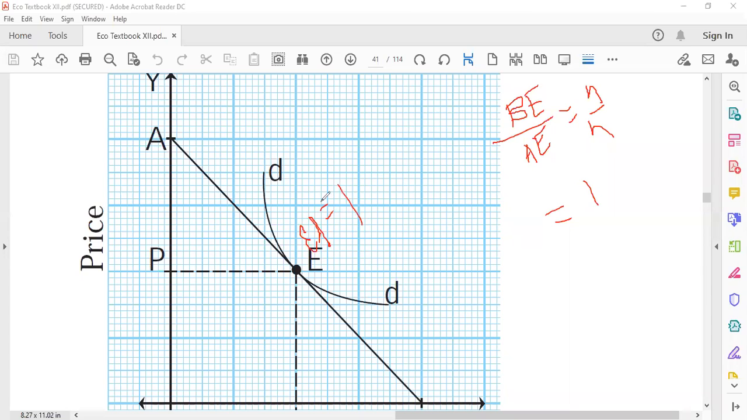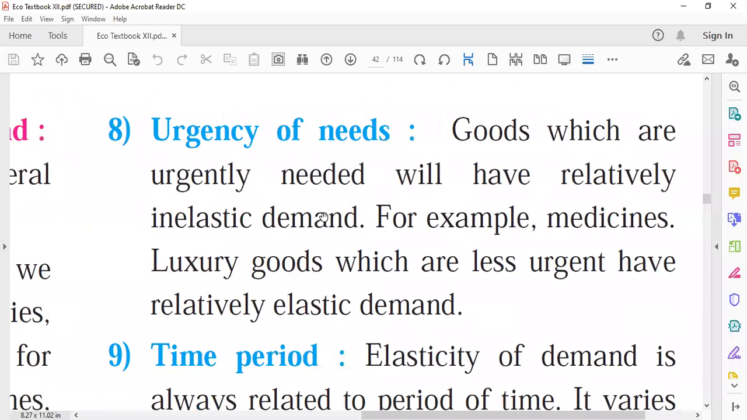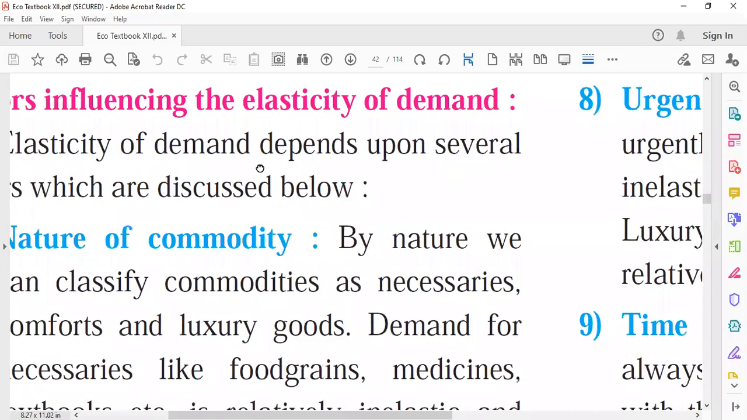So that means we have to follow the same procedure. The only thing is, in case of a non-linear demand curve, we have to select a point on the demand curve, and after selecting the point, we will draw the tangent which will pass through that point, and we will use the formula, that is lower segment divided by upper segment. Again we will get the 5 different types of price elasticity of demand.